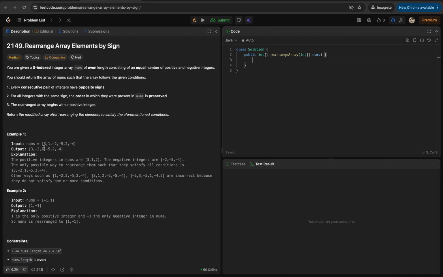We want positive, then negative, then positive, then negative, like this. And both positives and negatives are of equal numbers.